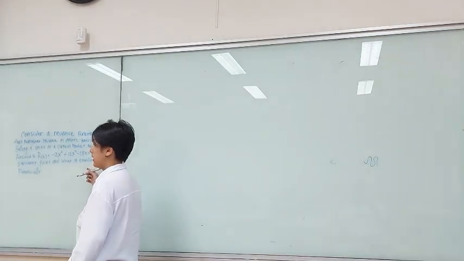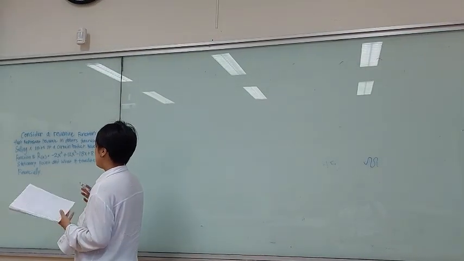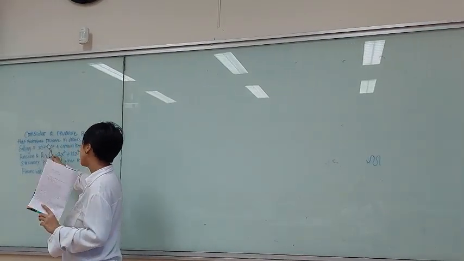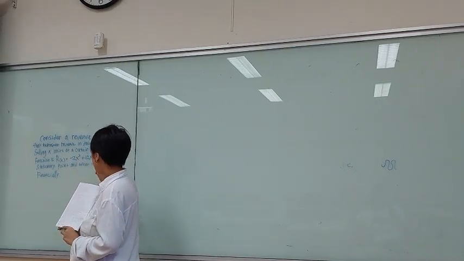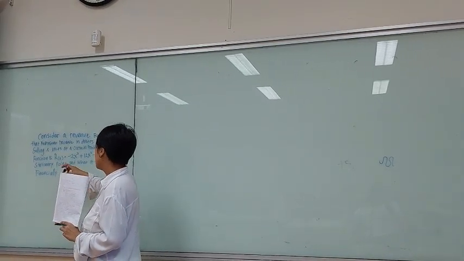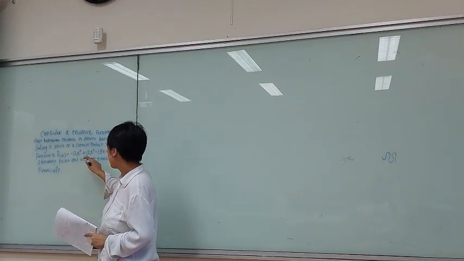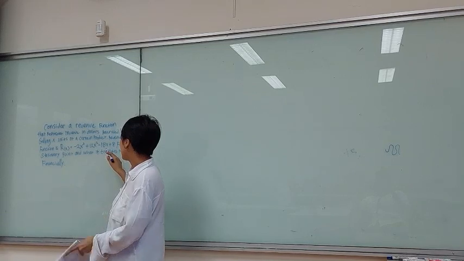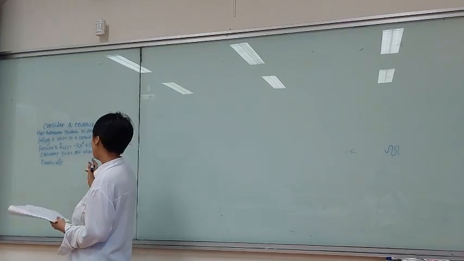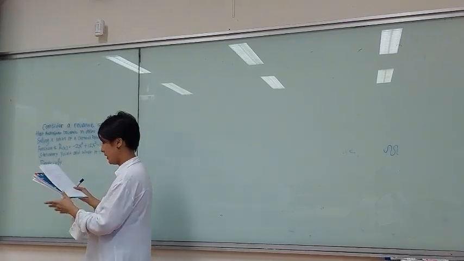The problem is: consider a revenue function that represents the revenue in dollars generated by selling x units of a certain product. The revenue function is R(x) = -2x^3 + 12x^2 - 18x + 8. Find the stationary point and what it translates to financially.